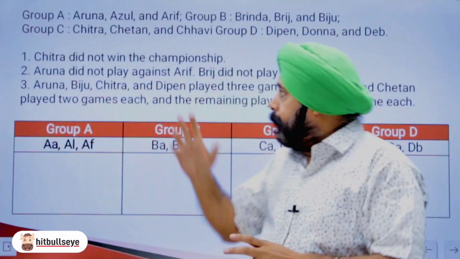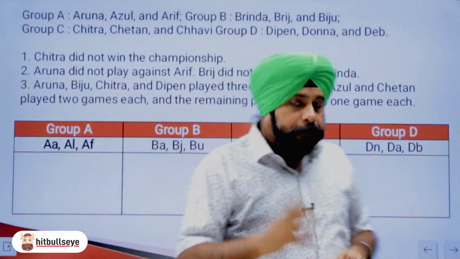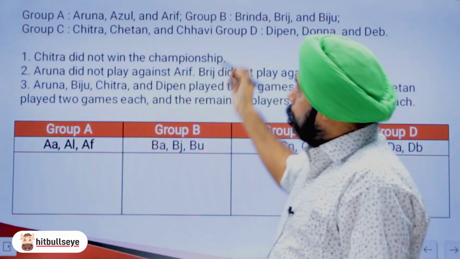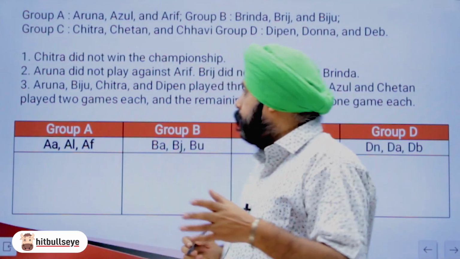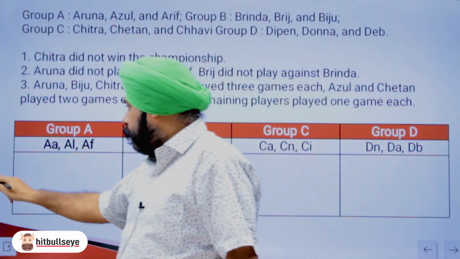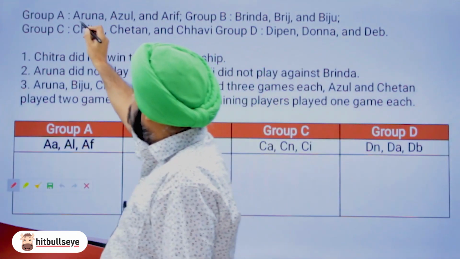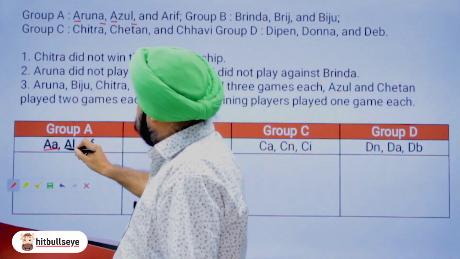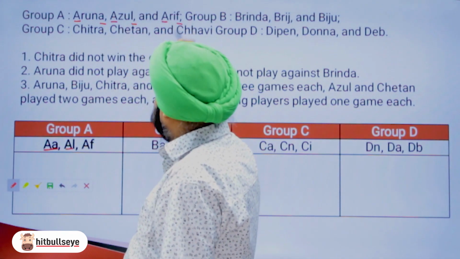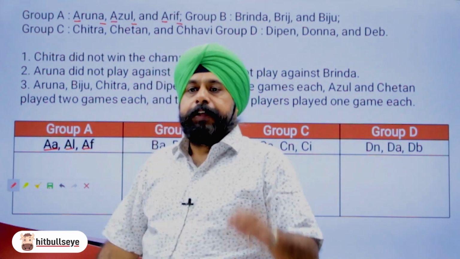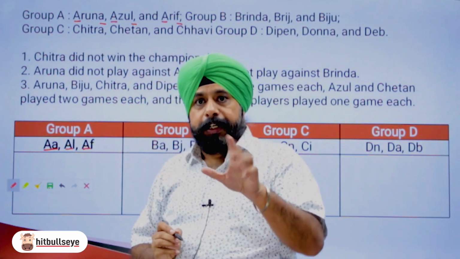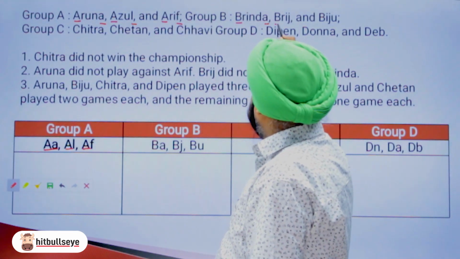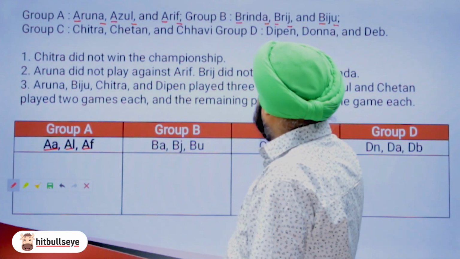Now people, here we are going to use that information. Just focus here. I think you all will learn good. So group A consists of Aruna, Azal and Arif and so on. Let's write their names in short. Aruna we can take as AA, Azul as AL, Arif as AF. So basically, we have taken their first letter and their last letter everywhere. Similarly, you can see Brinda was BA, Bridge is BJ and Biju is BU.